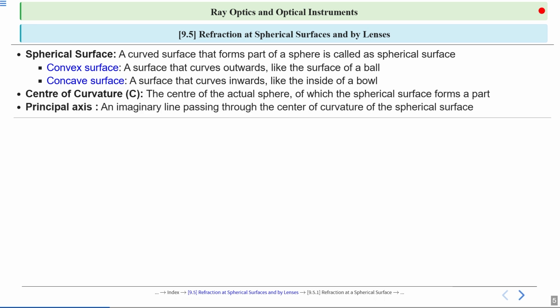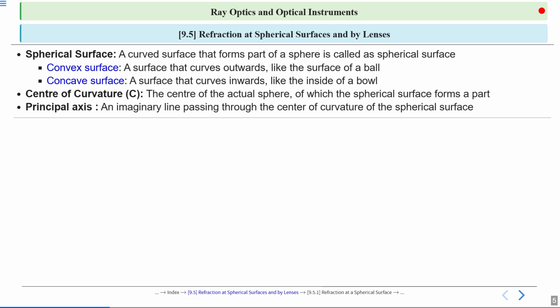So what is principal axis? We have discussed that a line passing through the center of curvature of the spherical surface is the principal axis. In the case of mirrors, the line joining the pole of a spherical mirror to the center of curvature and extended on both sides is the principal axis.